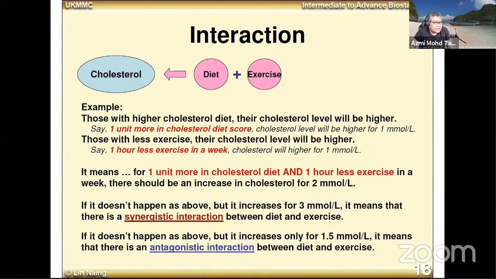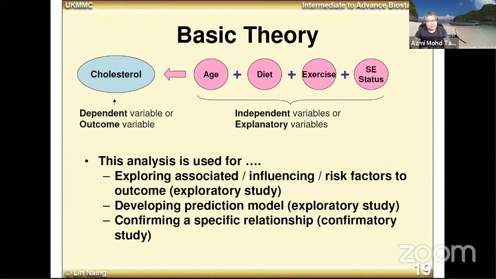Okay, so that is the explanation about synergistic and antagonistic. If it goes up too high, it is synergistic. If it does not go up as much, much less in fact, then it is antagonistic. Okay. So that is the story about the theory of multiple linear regression.